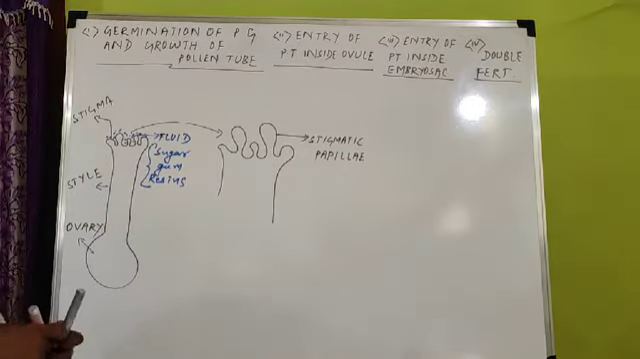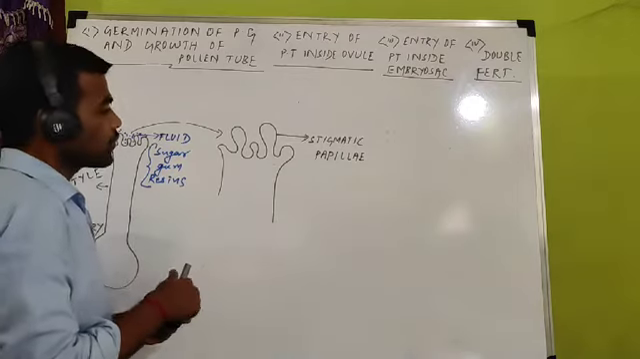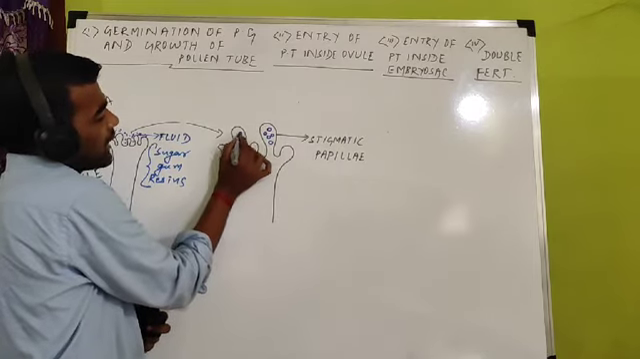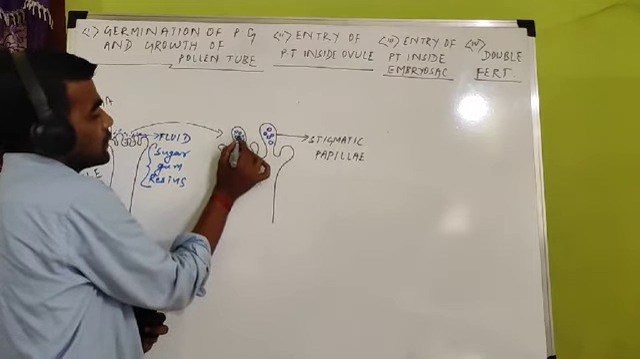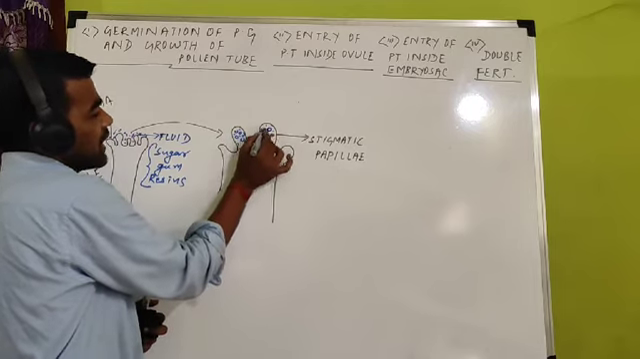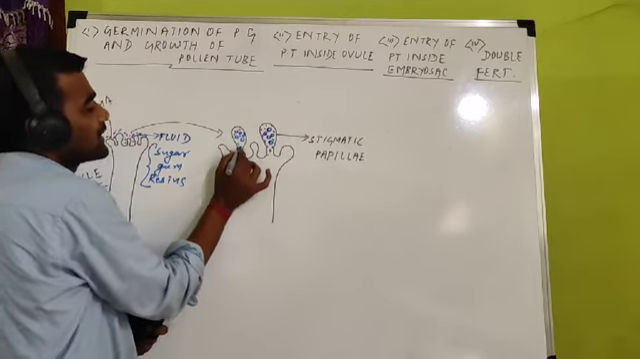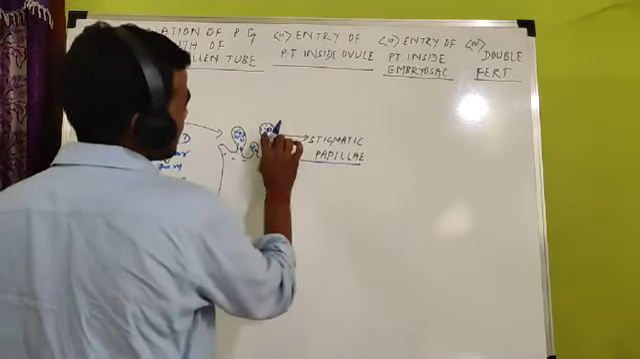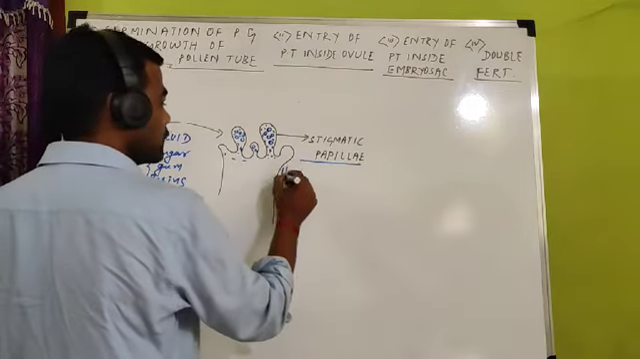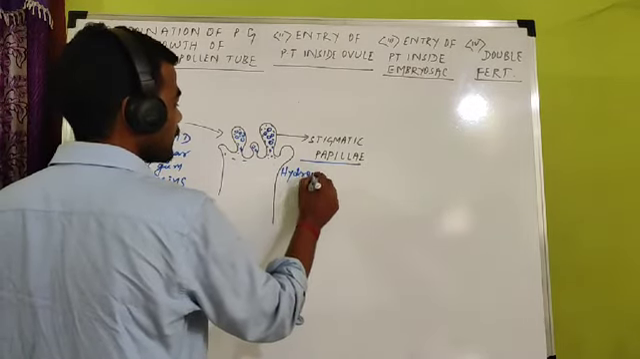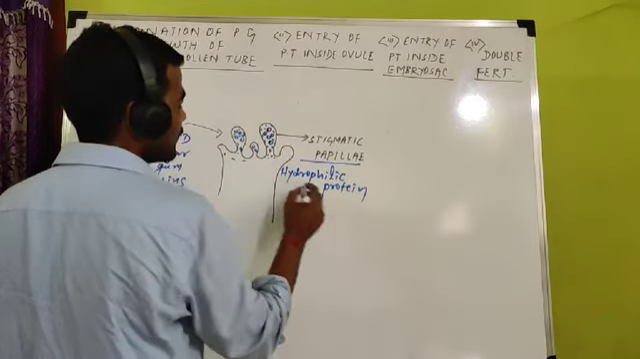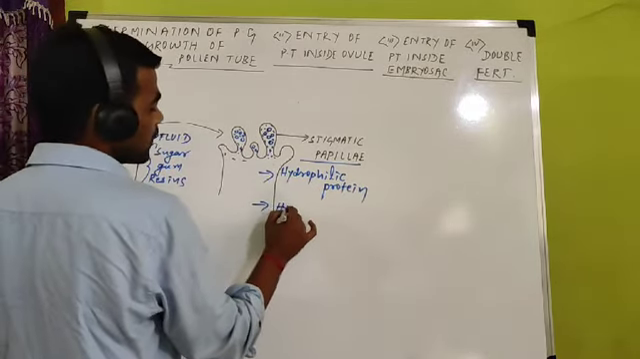And inside the stigmatic papillae, few important things are present. It contains some hydrophilic protein and hydrolytic enzymes. Two important things you will find: number one is hydrophilic protein, second is hydrolytic enzyme.